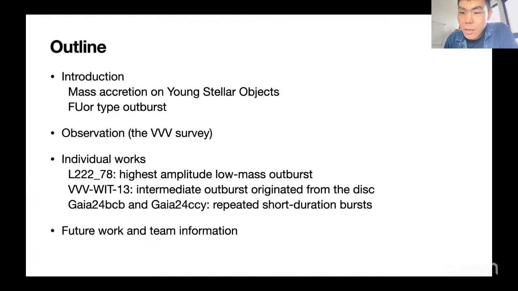Are you looking at? Okay. Can you see the slide changing? Okay, yes. Perfect.